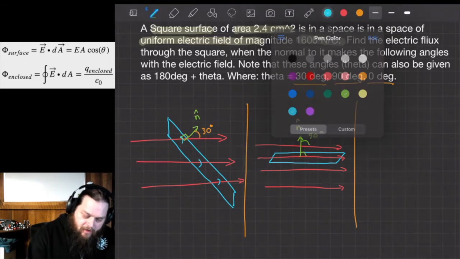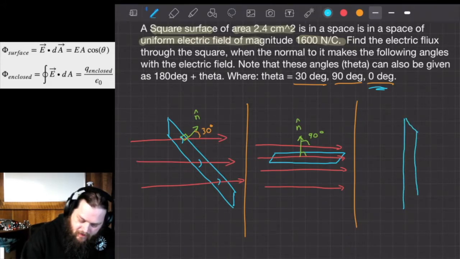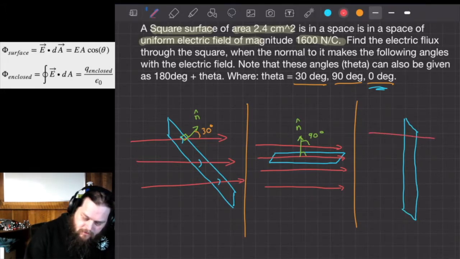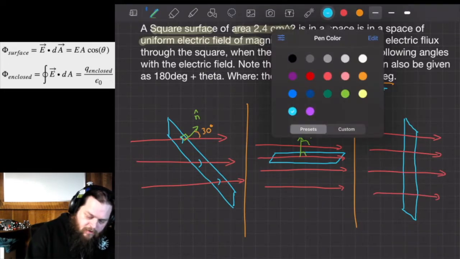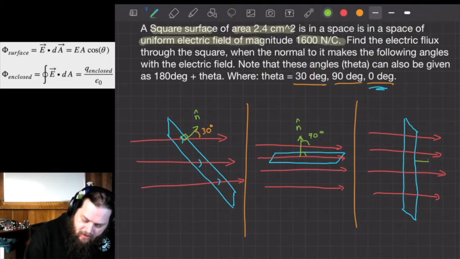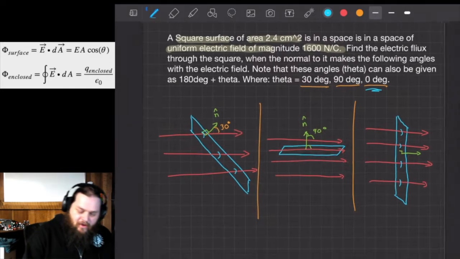We're going to do the same thing for 0 degrees. In this case, we're going to have something that's going straight up and down, and we're going to have that electric field traveling through that. We can draw the normal vector on there, and you can see when I draw that normal vector, it's going to be 0 degrees. It's going in the same direction as the electric field is shooting out as well.